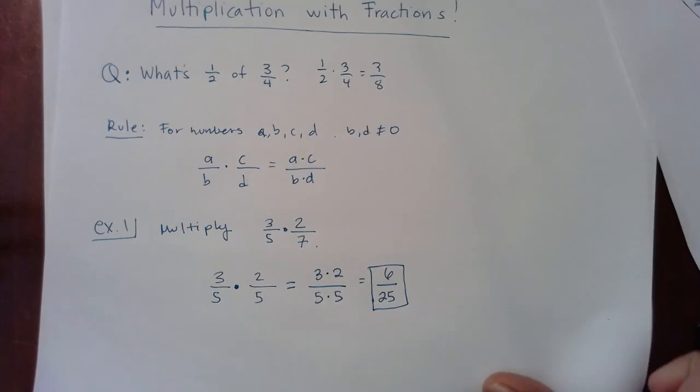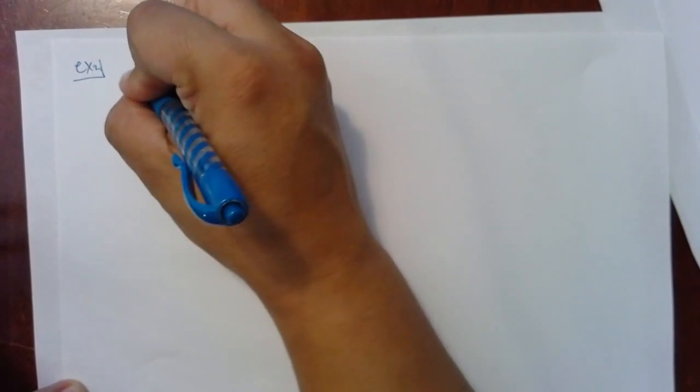After this, someone might ask, what if you have a fraction with a whole number? How do you multiply those together? So this is example 2. Let's say we want to multiply 3/8 times 5.